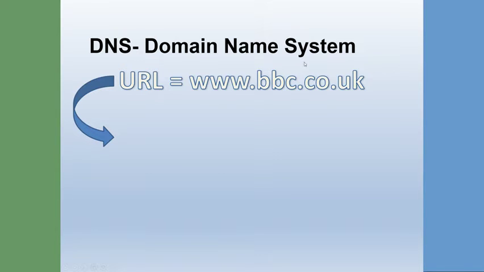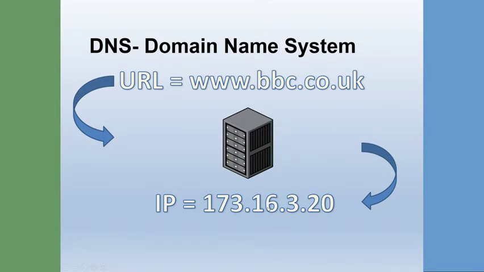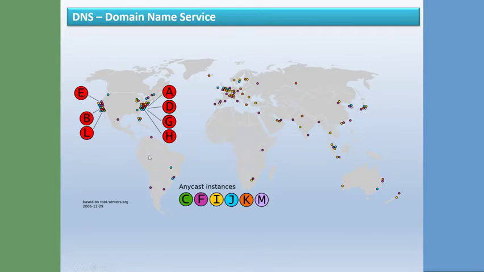DNS is how we convert our web addresses, our URLs, bbc.co.uk, into an IP address. This is the address of the server that's somewhere on the internet that hosts the files for that website. We, as humans, don't work with numbers, we work with words. Hence why we have a system, a bit like a phone book, that translates the numbers into the words, so it's easy to remember. bbc.co.uk, easy to remember. 173.16.3.20, it's not easy to remember. There's many servers all over the world.